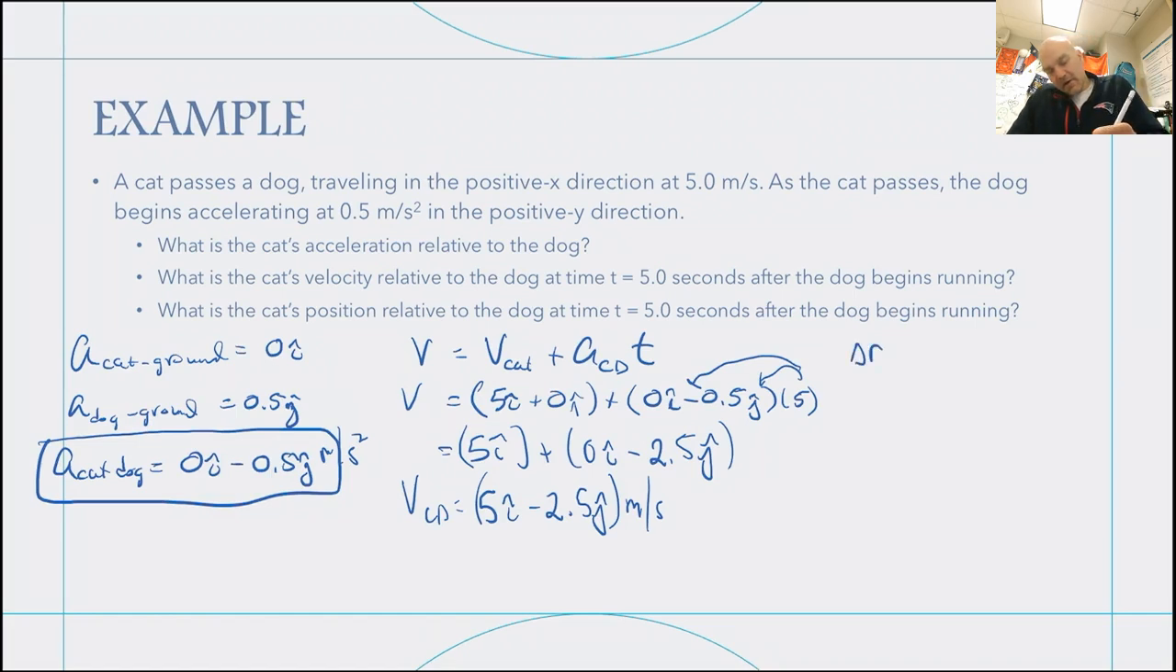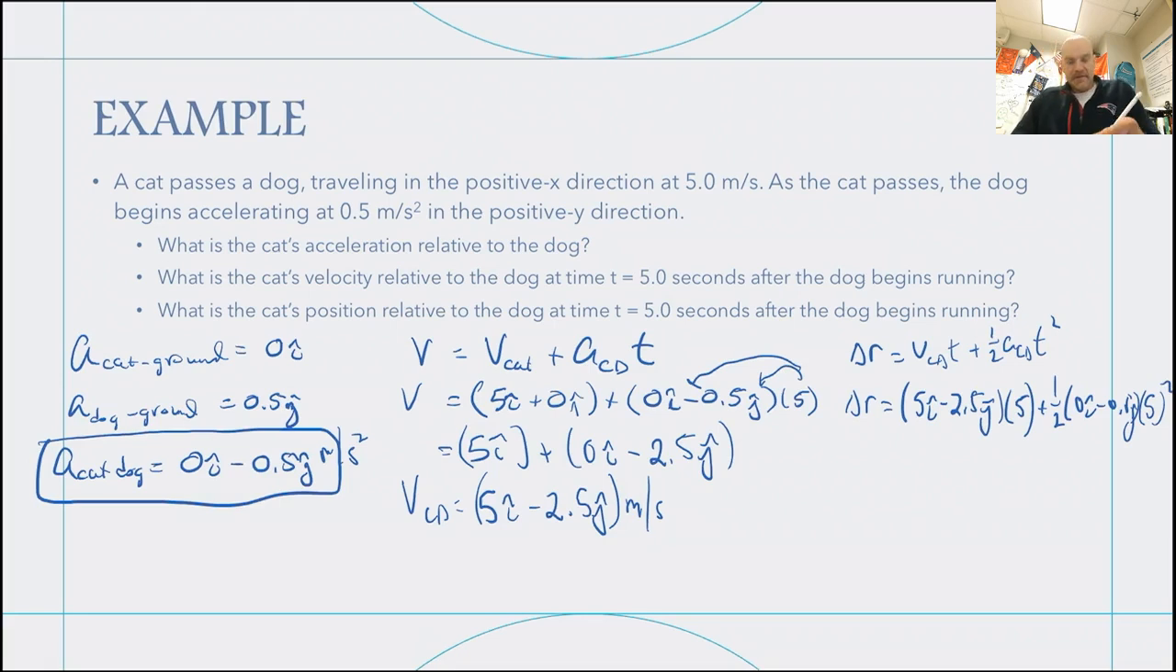Now, what is the position of the cat? So we need to find delta R, right? Because we're not looking for its displacement by itself. We're looking for its position relative to the dog. So we're going to use our position equation: v cat dog t plus 1/2 acceleration cat dog t squared. So I do the same thing, but now I've got to plug in all this stuff, right? So I have 5 i hat minus 2.5 j hat times 5 plus 1/2 times 0 i hat minus 0.5 j hat. Sorry, I ran out of space here.